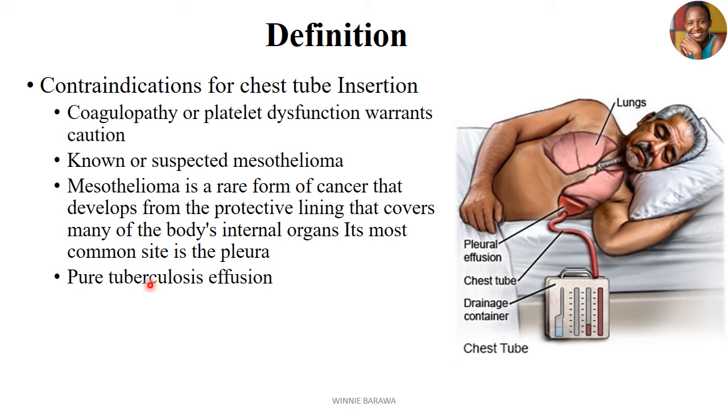Then the other one is pure tuberculosis effusions, or TB-related effusions. In TB status, it's advised that you also avoid chest tube insertion. One of the reasons is that TB has a very high infectious level and it can easily spread to other organs if tampered with unnecessarily.